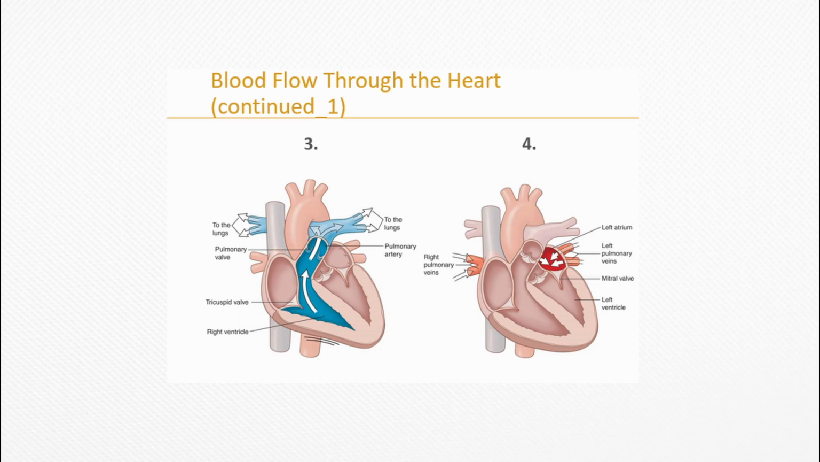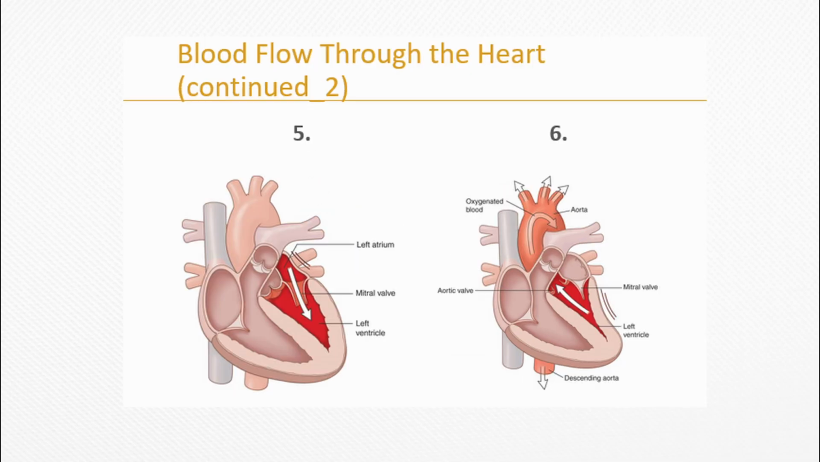You have the pulmonary veins, so not arteries, veins. So the blood is coming back to the heart. From there, the blood will flow into the left atrium. It's squeezed into the left ventricle, and then it will go out of the aorta, and this is all oxygenated blood.